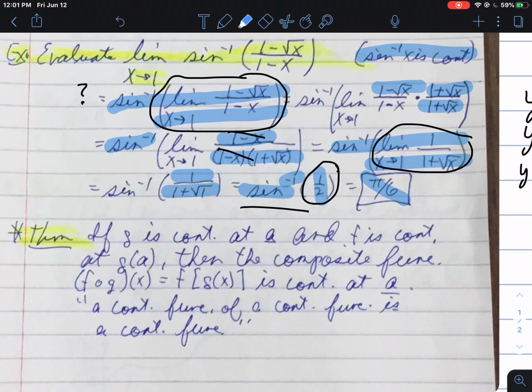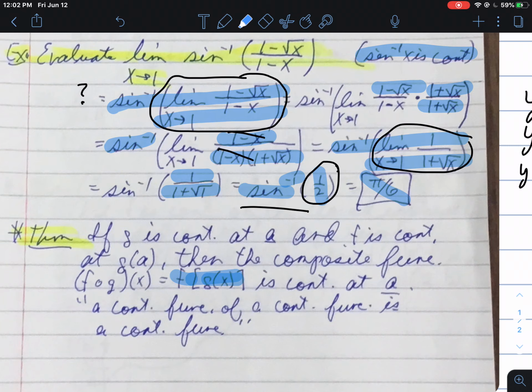Theorem at the bottom, the continuity theorem. If g is continuous at a and f is continuous at g of a, then the composite function f composed with g, or f of g of x, is also continuous at a. So it's another composition of functions, but this one is with respect to continuity. In other words, what this says is, if the inner function g is continuous at a, and the outer function f is continuous at g of a, then their composite function is also continuous.